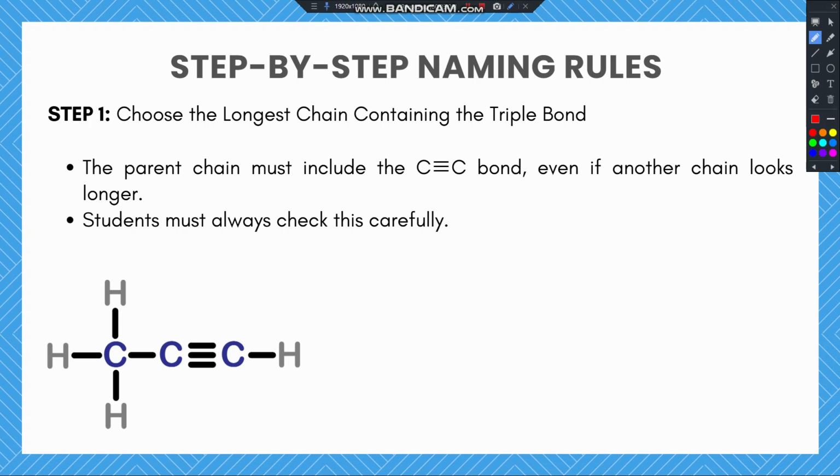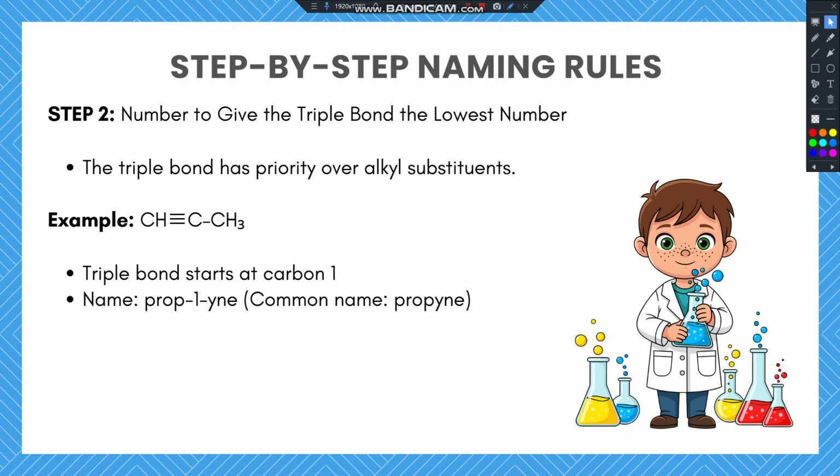So step number 1 is to choose the longest chain that contains the triple bond. The parent chain must include the triple bond, even if another chain looks longer. Students must always check this carefully. Step number 2 would be to give the triple bond the lowest number possible. Now the triple bond always carries priority over alkyl substituents. We'll be looking at examples where there are substituents present in an alkyne compound, and we'll see how that can be named.